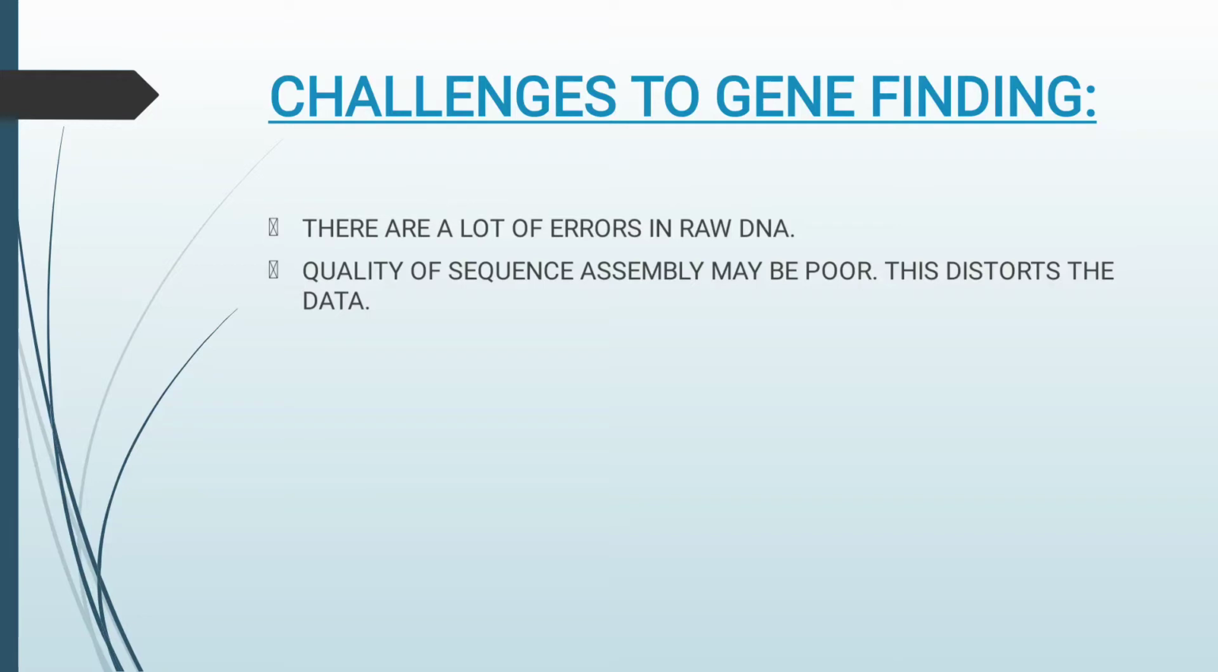Quality of sequence assembly may be poor. This distorts the data. See, DNA is simply a chemical made up of 4 bases: adenine, guanine, cytosine and thymine. So even a minor difference within the sequence assembly procedure within the experiment will lead to a difference within the final data that you observe. There may be many mutations within the gene.